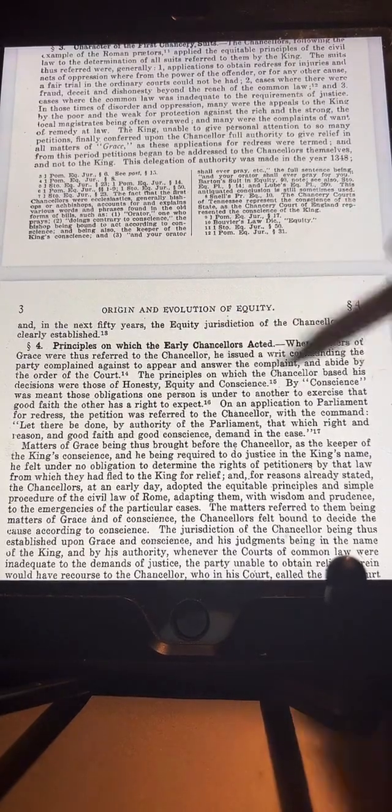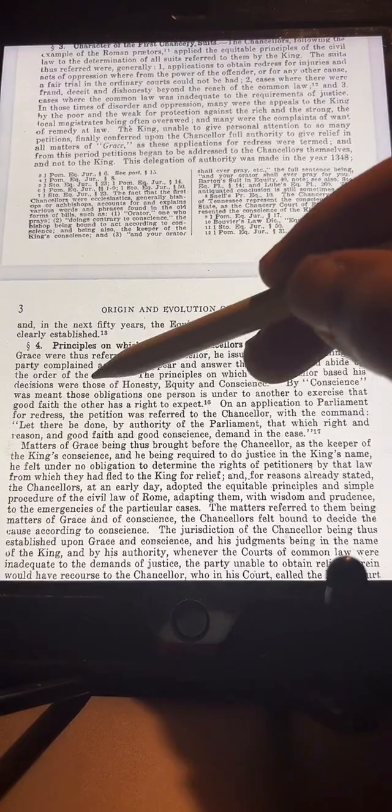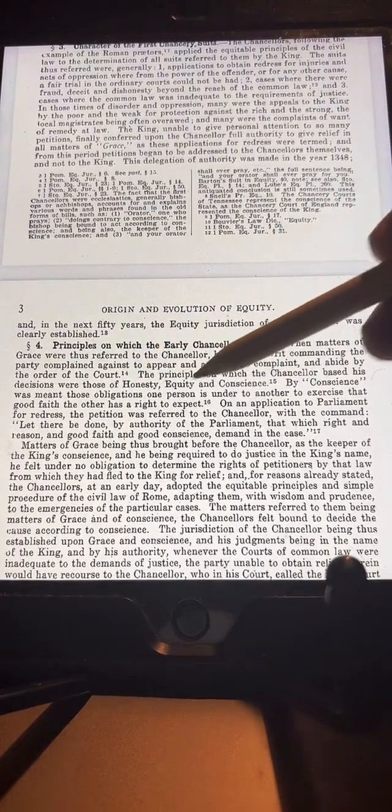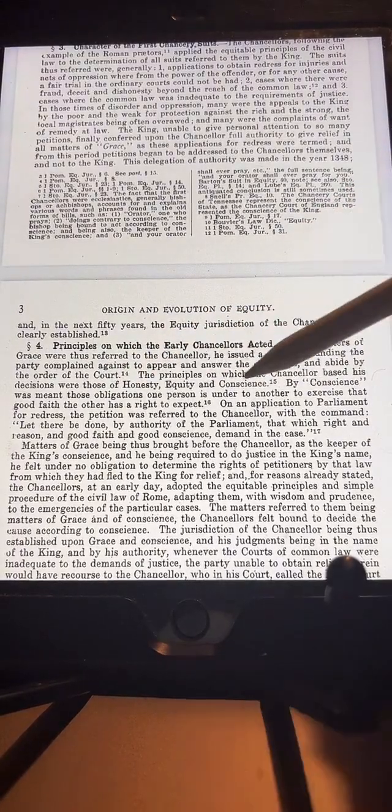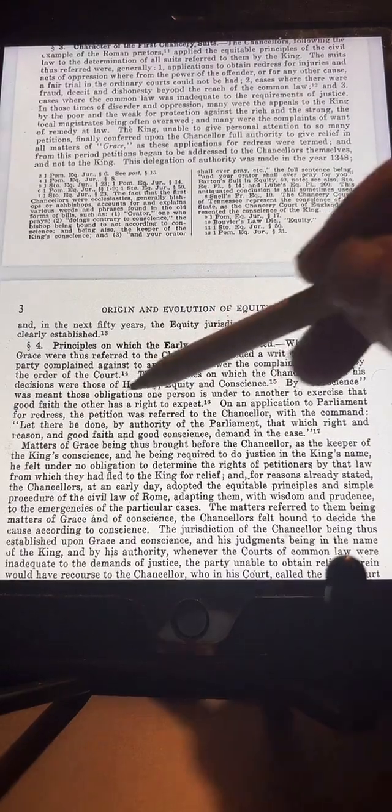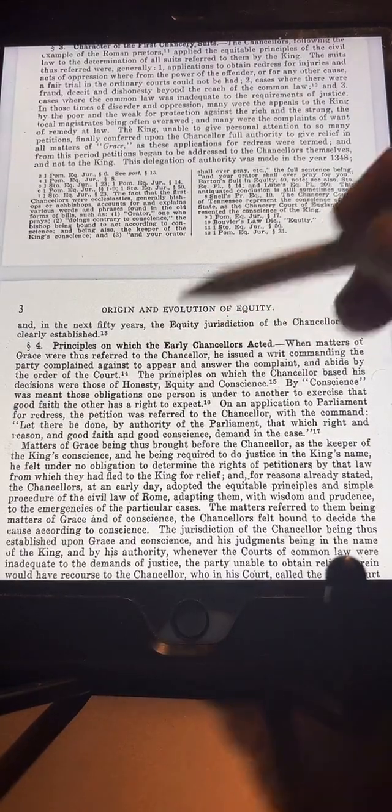Now, see, that's what they're talking about. By conscience was meant those obligations the one person is under to another. Right? Those are your contracts. That's contract law. Those are the things that you're agreeing on between each other.